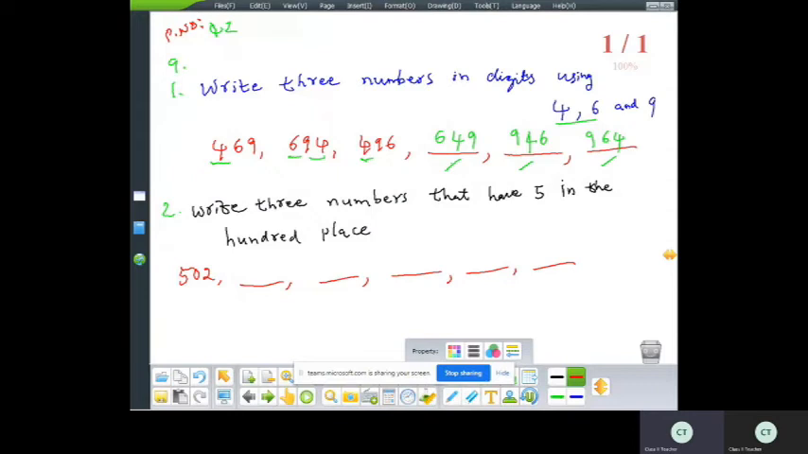Here, see the location of place values 1, 10, 100. 5 is in the hundred place. The digit 5 is in the hundred place.